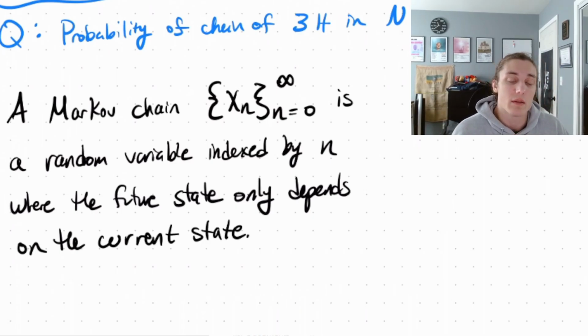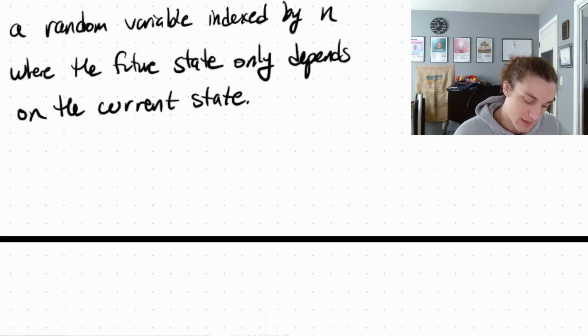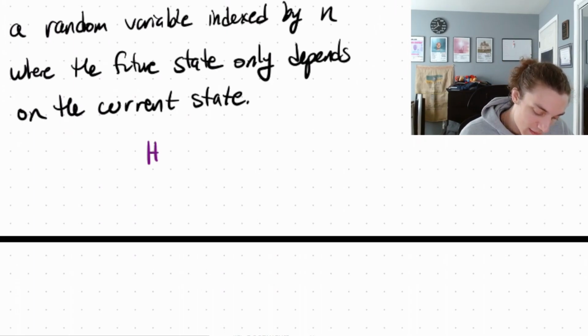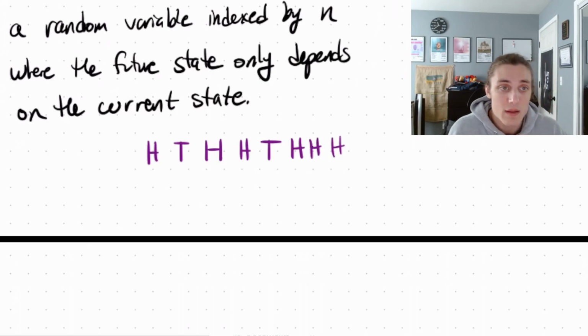So what does that mean? Well, think about it in the context of our coin toss example. Let's say we have heads, tails, heads, heads, tails, heads, heads, heads. In order to determine whether we have received 3 heads in a row, we don't need to consider the current coin toss in isolation.